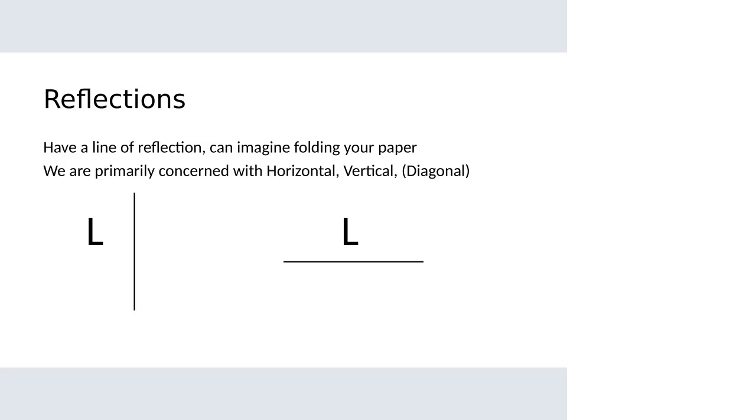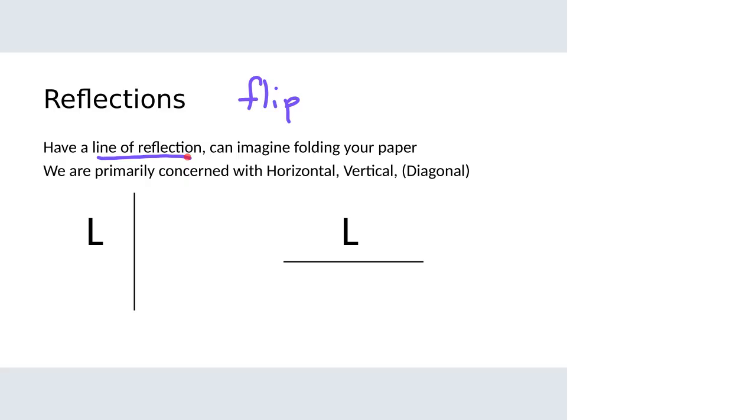Up next, reflections. A reflection is what we might call a flip. Whenever we do a reflection, there's going to be some components to that. There's going to be a line of reflection that we're going to use in order to create the reflected image. We're starting with a pre-image, finishing with an image, same as we did before. Here, my pre-image is an L, and I'll have an image after I perform the reflection.